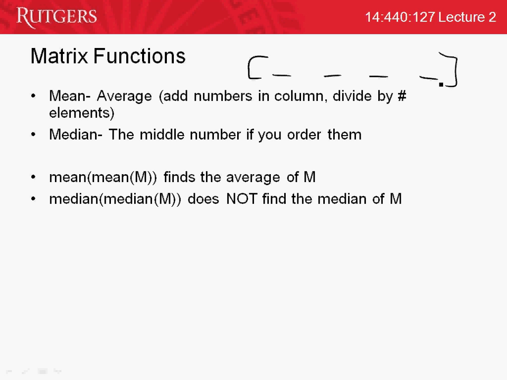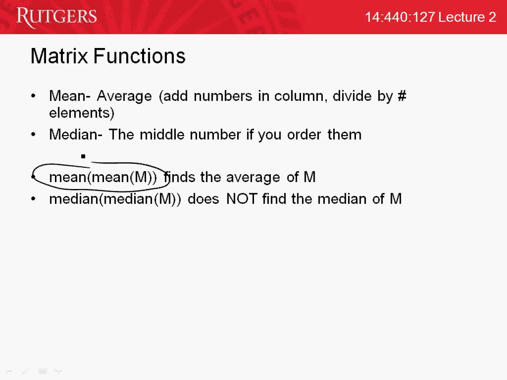Well, if we take the mean of this resultant vector, think about it. Let's say there were 5 elements in each column. Take the mean of these, they all have the same number of elements. So you will, in fact, get the overall mean. So you can say, for a matrix, take the mean of the matrix, and that's the overall average of all elements in the matrix M.